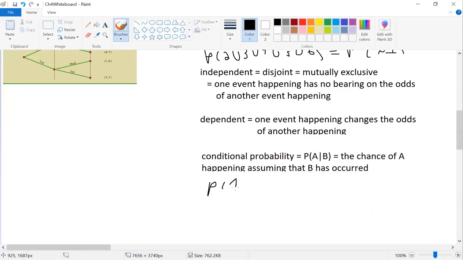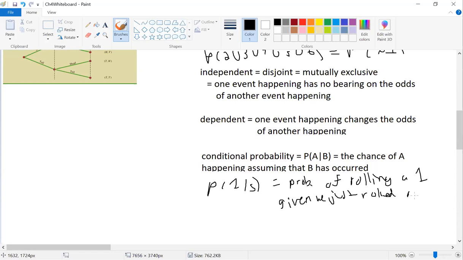So to give an example, we could say P of one given five is equal to the probability of rolling a one given we just rolled a five. So let's say we roll that die twice. We roll a one on the first one. We can still roll a five on the next one, or a one, or two, three, four, five, six. They all have the same chance. So in this case, you'll notice this probability is not going to change. Whether or not rolling that five happened didn't matter. The probability stays the same.